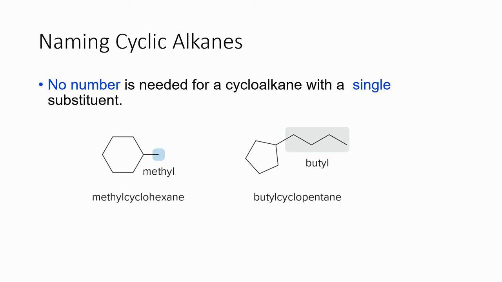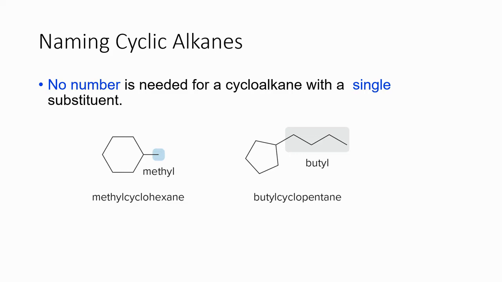All right, if we only have one substituent, so if we only have a methyl group, then we don't need to tell you where it is. We don't need a number. It doesn't really matter because if I turn it, it's the same molecule, okay? So this would be methylcyclohexane, and this one we have 4 carbons here. So we have butyl cyclo. We have 1, 2, 3, 4, 5 in a ring. So our parent is cyclopentane with a butyl group. Okay, questions on that? Does that make sense?